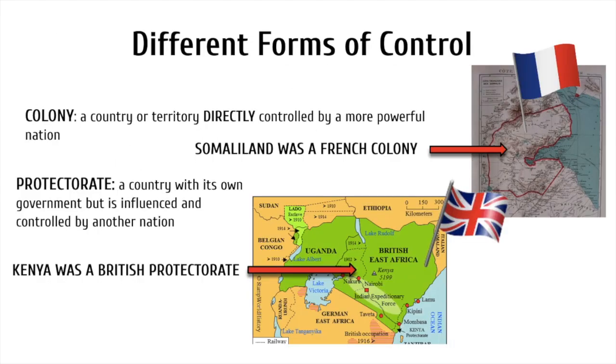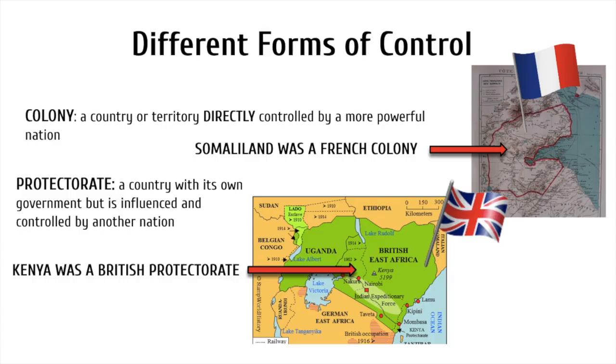Now, in Africa, as well as some other places, we're also going to see different forms of colonial control. So once the rules are kind of set for the Berlin Conference, we're going to see European countries begin to go down and establish colonies, right? As well as things called protectorates and some other things. So as we look at imperialism as a whole, we just want to understand there are a few different forms of control. A colony is a country or territory that is directly controlled by a more powerful nation. In Africa, Somaliland will be an example of a colony. Somaliland was a French colony.